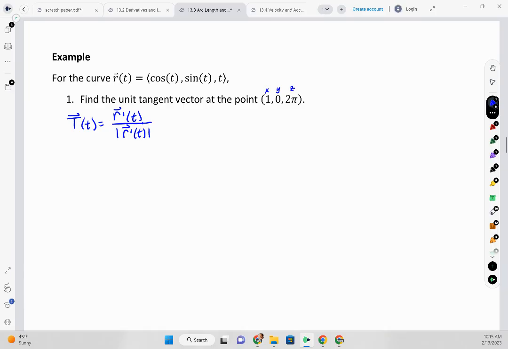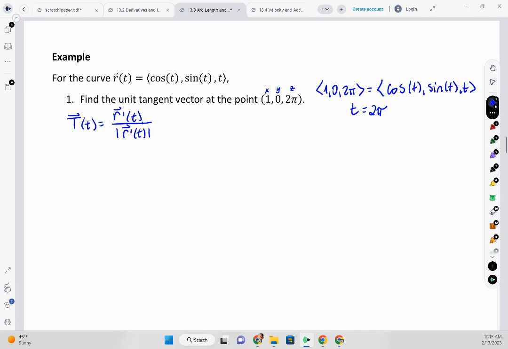So I need to take this point, 1, 0, 2 pi, set it equal to the vector function cosine of t, sine of t, and t, and set the components equal to each other. Now we've already done this one, and we did it on the previous page for arc length. And for this one, it's t is equal to 2 pi. So we're being asked to find the unit tangent vector at the point t equals 2 pi.